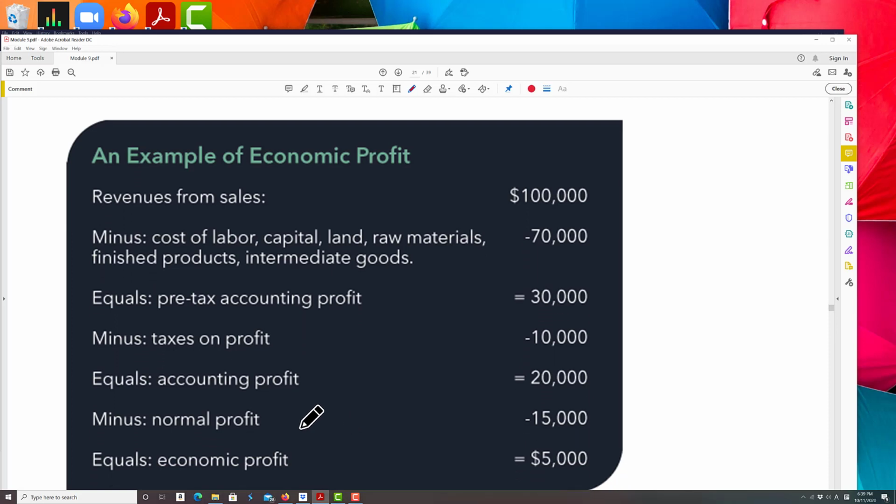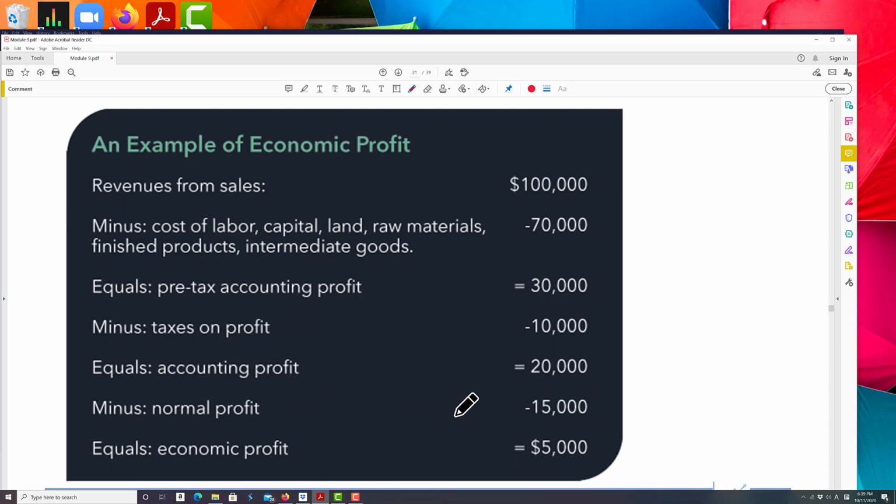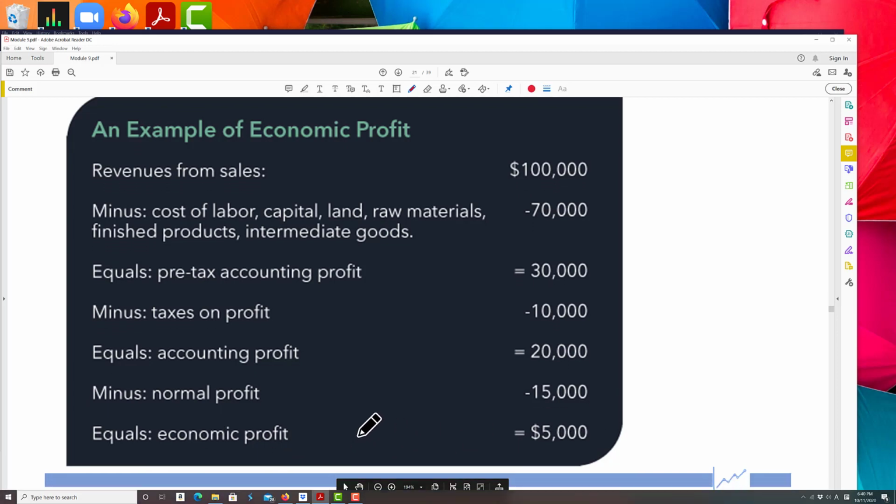minus normal profit, that is the rental value of the owner's own resources like capital equipment, etc., $15,000. The difference is $5,000. If this is positive, that's economic profit. If it's negative, we call it economic losses.